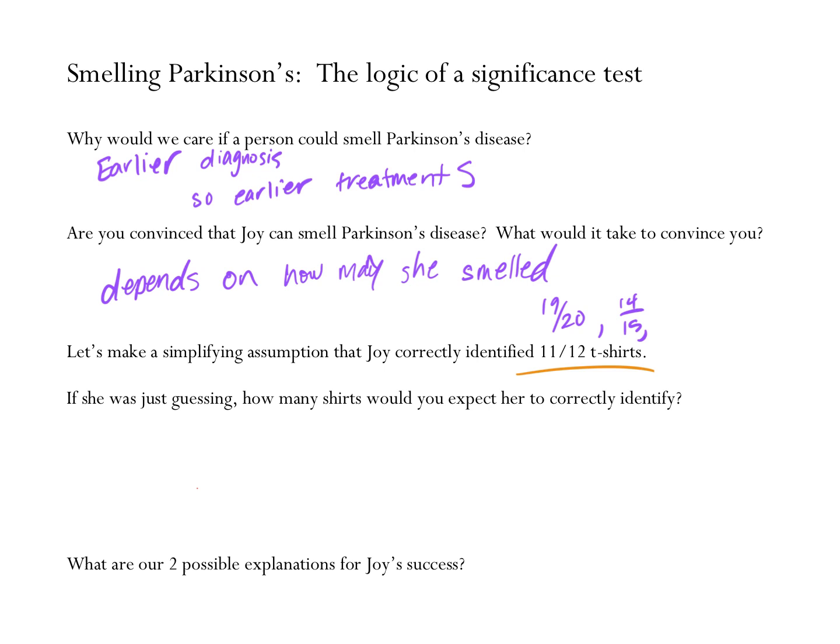Now, if she was just guessing on 12 shirts, how many would you expect her to guess correct? 6. Why 6? Because it's half. It's a 50% chance she'll get it right. So if she's guessing has Parkinson's or does not have Parkinson's, it's 2 equal options, right? Theoretically. So because we assume her probability of correct is equal to 0.5, that she's just guessing, and we have a sample size of 12, we would expect 6.